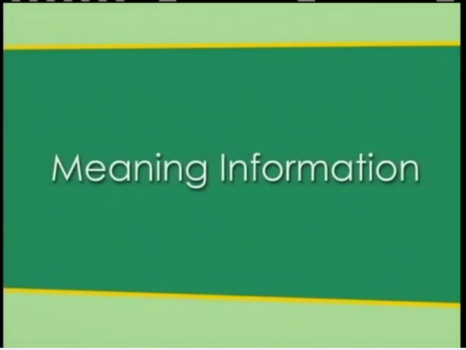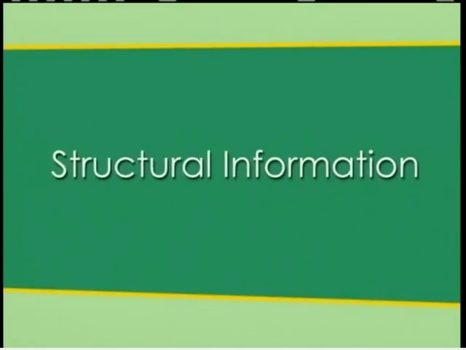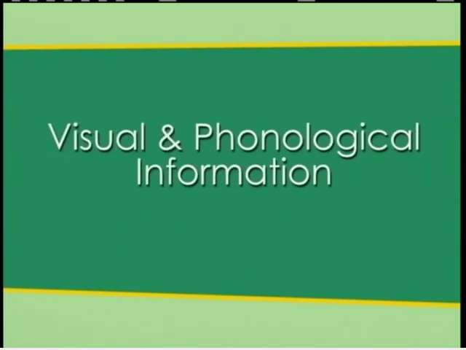Meaning information is the message of the story and the ideas within it. Meaning is partially carried by pictures at the early levels. Structural information is the syntax of the language used in the text. Is it familiar, natural, literary, or a combination? How does a word fit into its grammatical context? Visual and phonological information is how the print looks on the page, including letters, clusters, words, spaces, and punctuation.